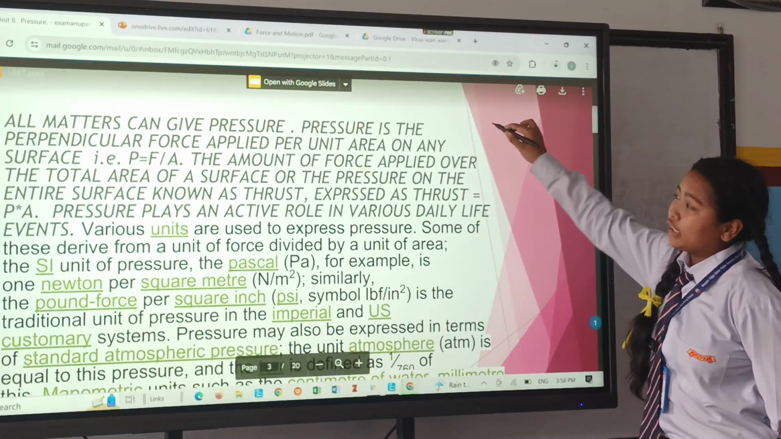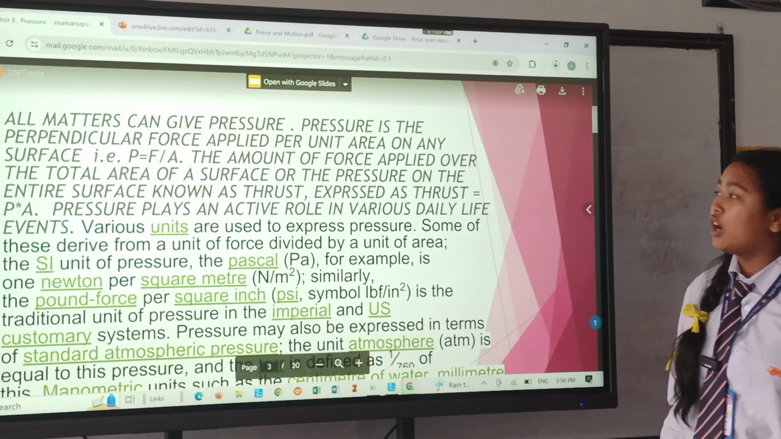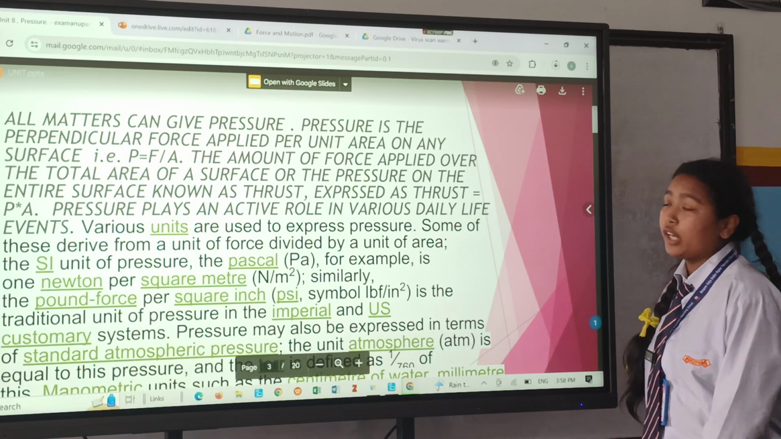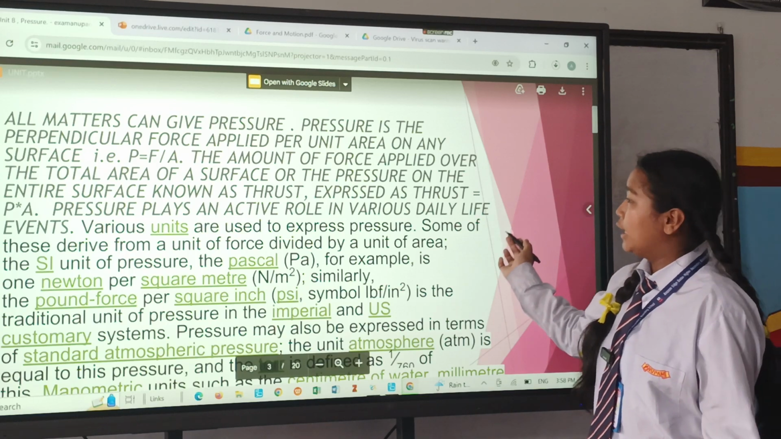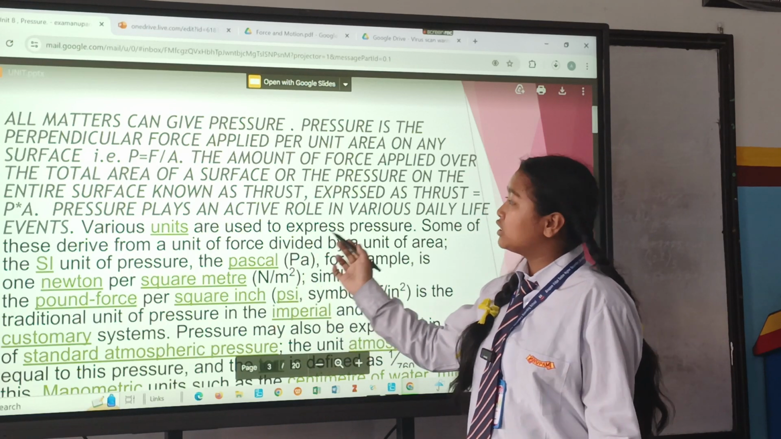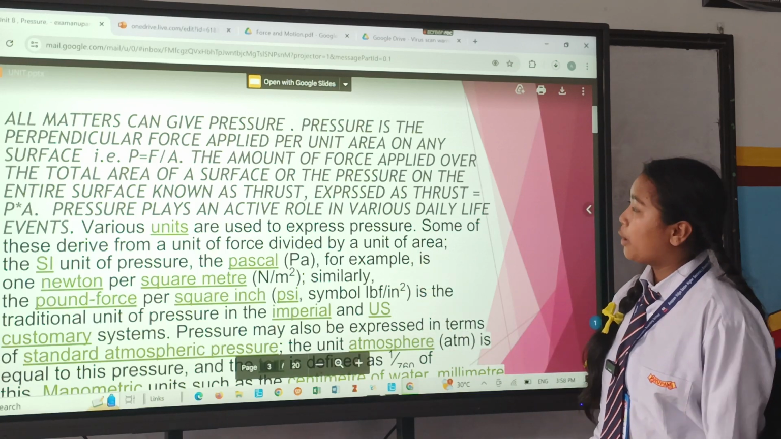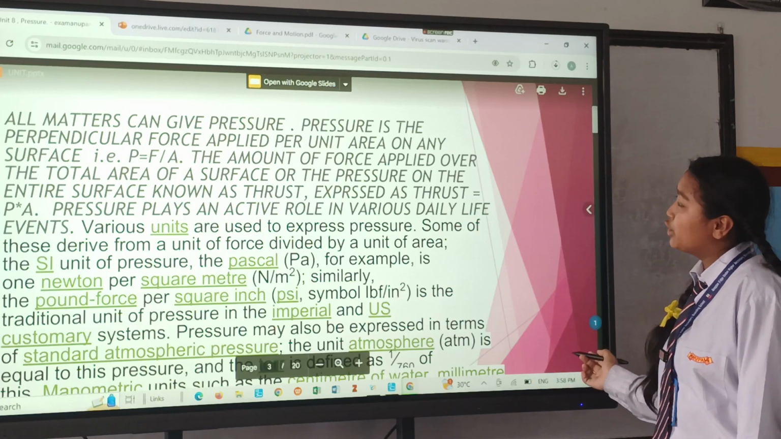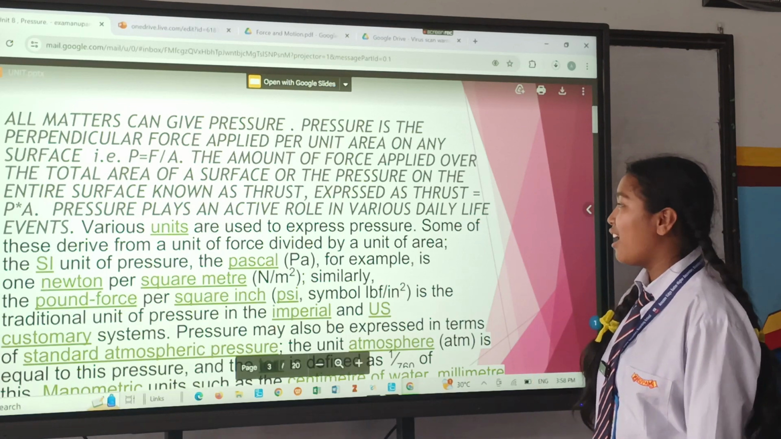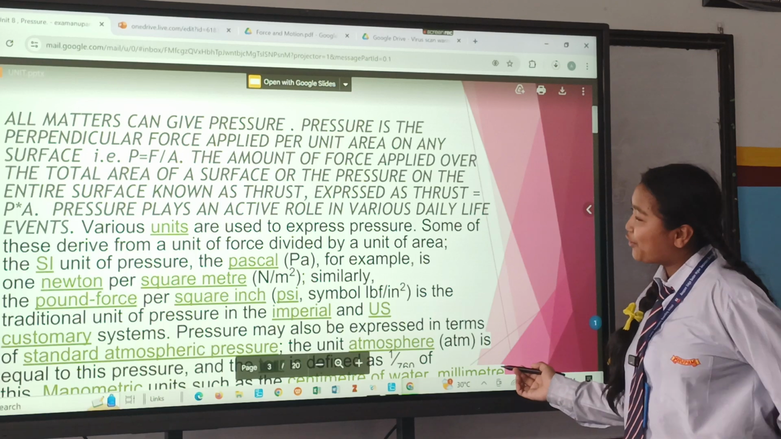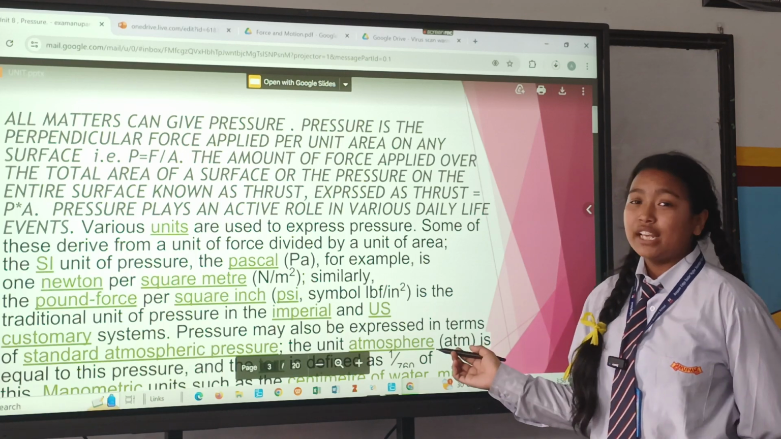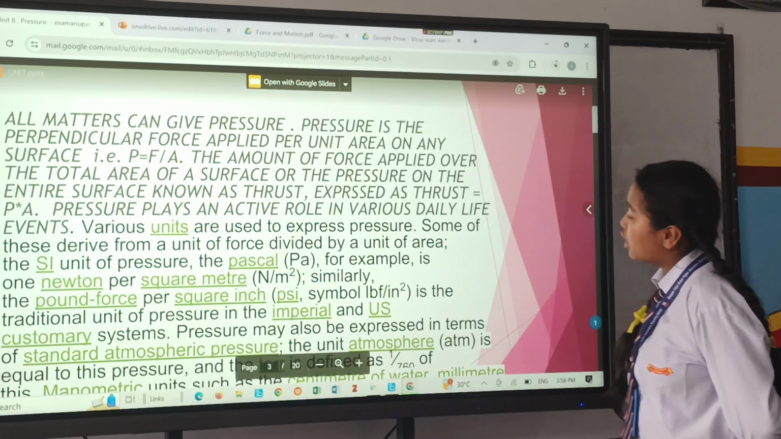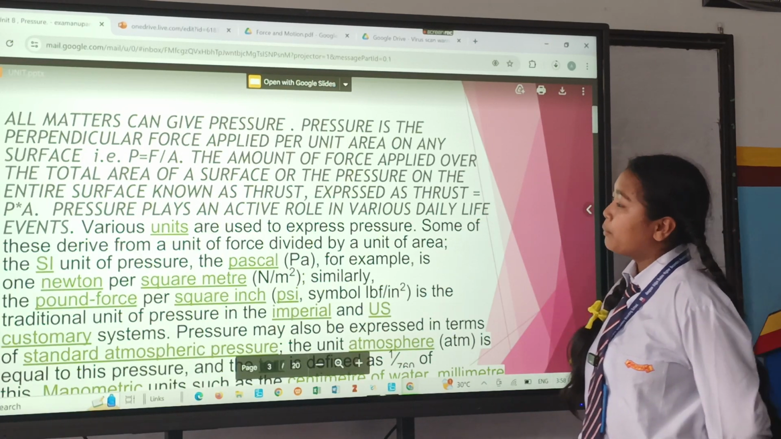All matter can give pressure. Pressure is the perpendicular force applied per unit area on any surface. Thus, P is equal to force upon area. The amount of force applied over the total area of a surface, or the pressure on the entire surface, is known as thrust, expressed as thrust = P × A.